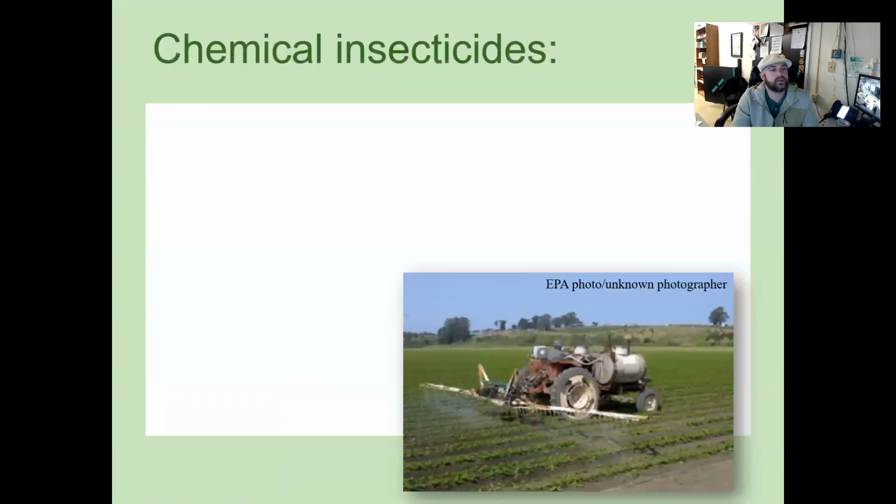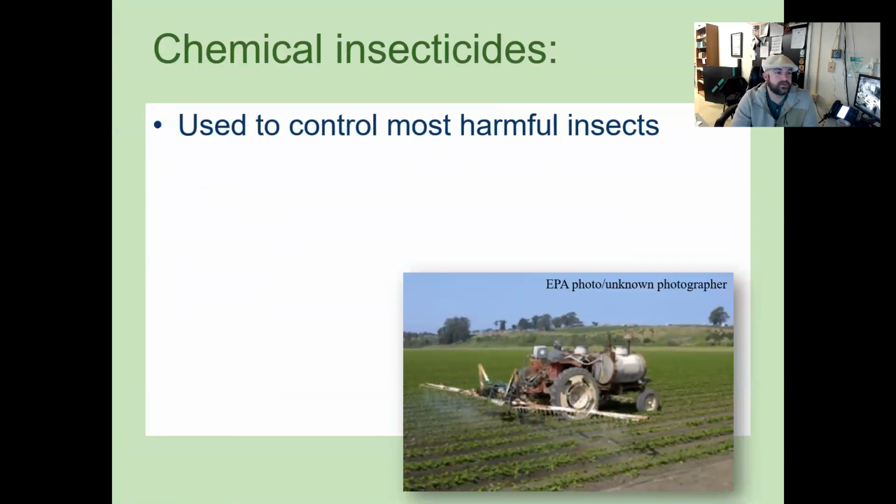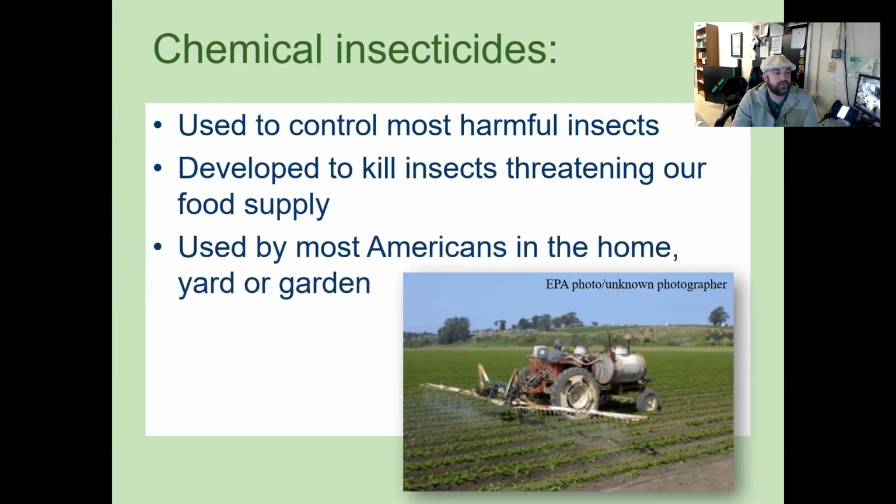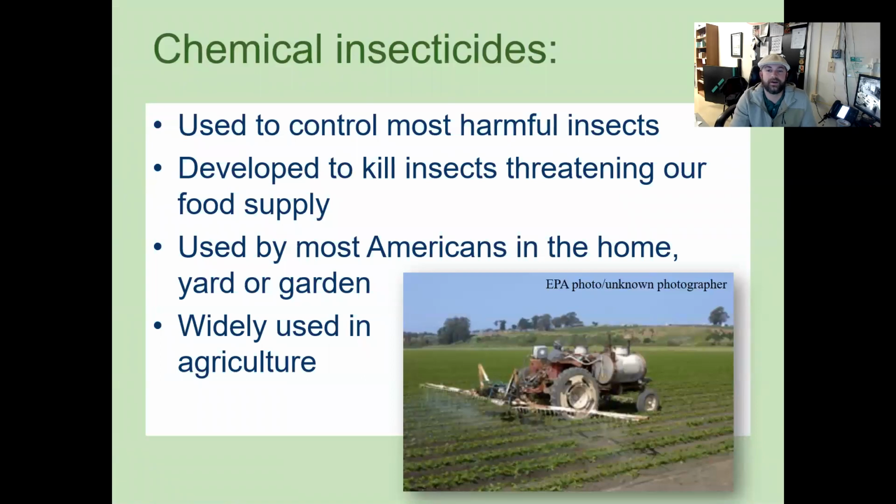So chemical insecticides used to control most harmful insects, developed to kill insects threatening our food supply, and used by most Americans in the home, yard, or garden. Widely used in agriculture. We use a lot of insecticides here, especially in the landscaping and horticulture industries to get rid of certain pests. I know we even have some stuff out there right now for the stink bug and some of these other bad things coming up. I know there's some stuff in development right now for the spotted lanternfly that they're trying to push out into the market because that's starting to become a pretty big deal the further up north that you get.